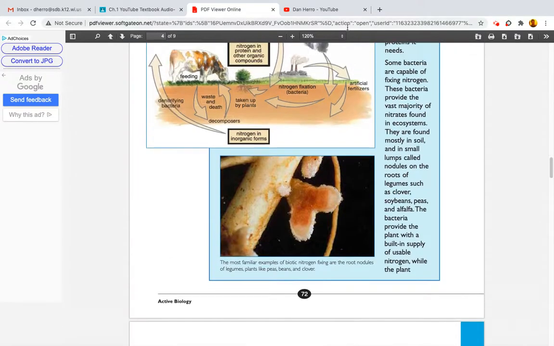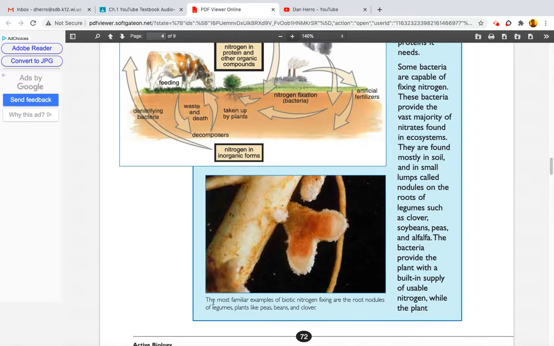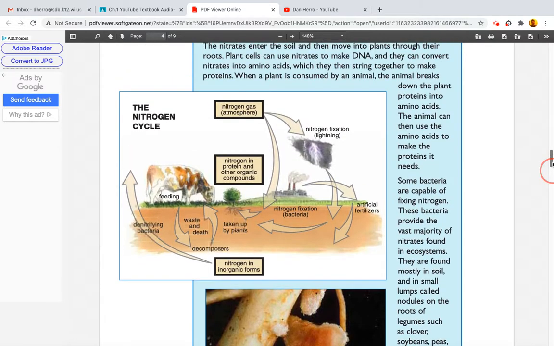So let me zoom in a little bit. The most familiar examples of biotic nitrogen fixing are the root nodules of legumes, which are plants like peas, beans, and clover. Okay, and then let's scroll up a little bit to this diagram.